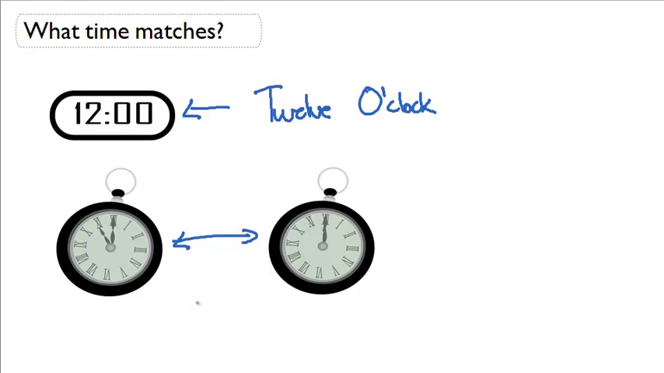Well, let's talk about which one it can't be. If we take a look, this is the 12 o'clock position, but it looks like the hour hand is pointing towards the 11, so it can't be that. But just to make sure, let's check the other one.